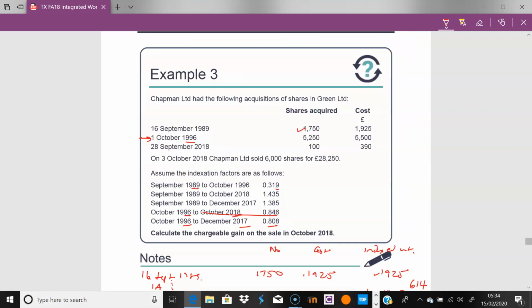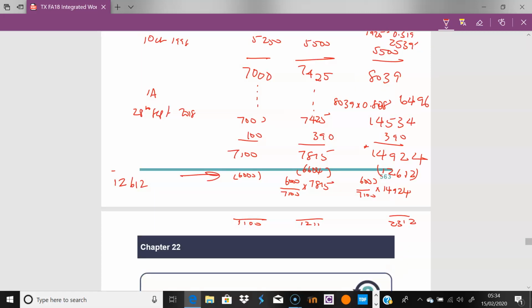And it says you sold them for 28,250. And you've gotten rid of that. You've sold that. So you have 28,250 minus 12,612, giving you a gain of 15,638. And this takes into account the indexation, doesn't it? Because that's the indexed amount as we're going along. You could have split this up into its cost and its indexation if you wanted to, but that doesn't really matter. Cool, great stuff.